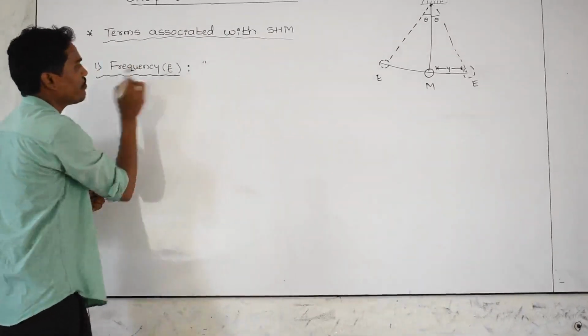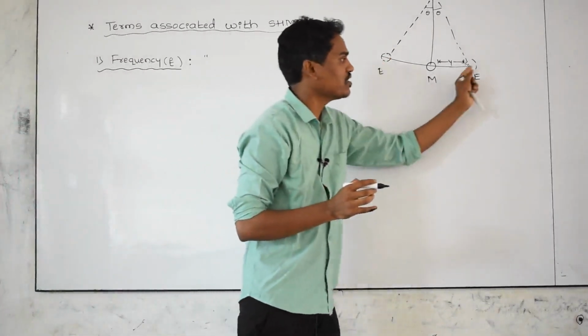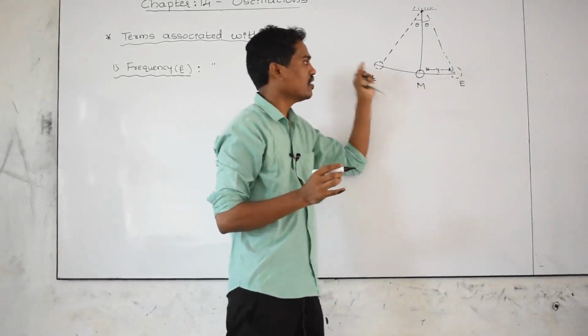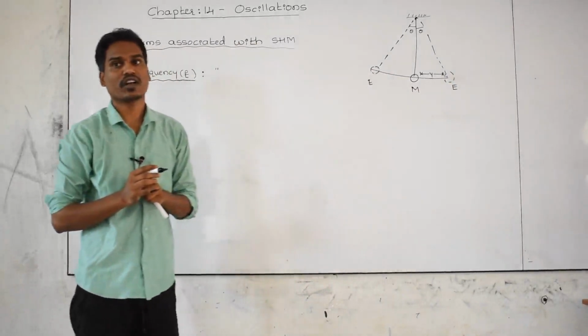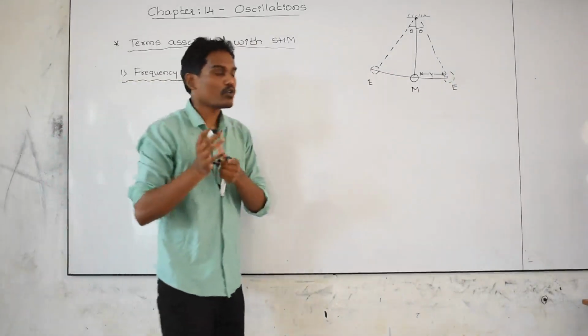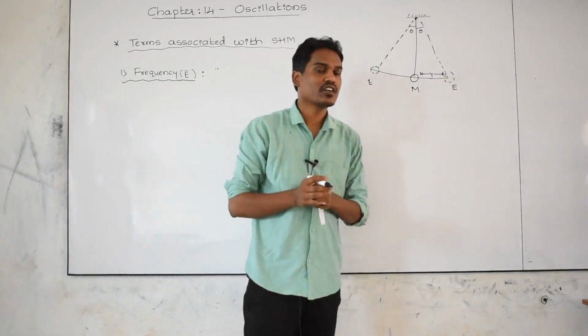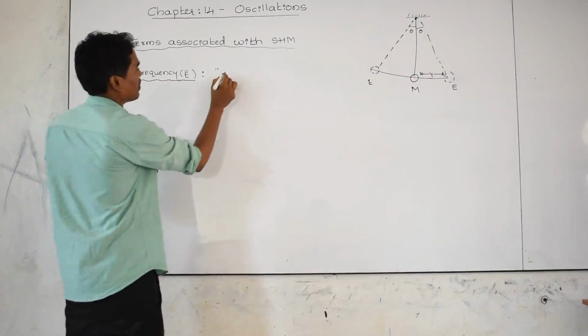The first one is frequency. What is frequency? See the diagram. The object is in SHM. This is the first cycle and this is the second cycle. This is the third cycle. With respect to time, it goes on continuously. And if you want to find out the number of complete cycles made by the object in just 1 second of time, that is called frequency.